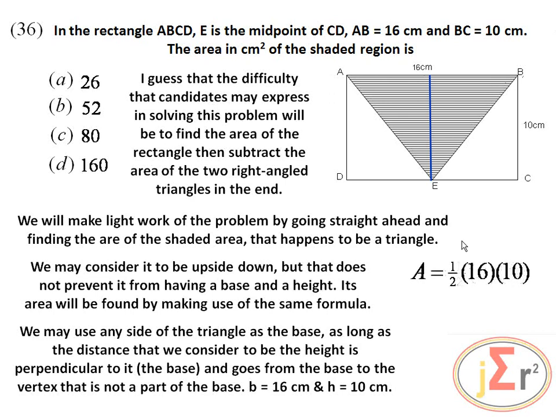So substituting those values for the base and the height, we have area is equal to a half of the product of 16 and 10. So A is equal to half of 16 is 8 and the 10 remains. So we have 80 centimeters squared, and that is represented by option C.